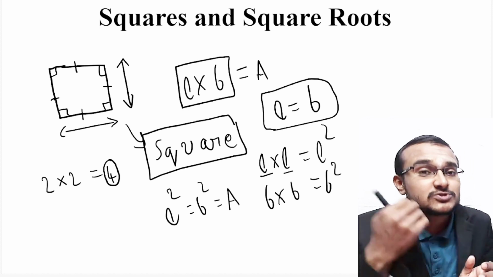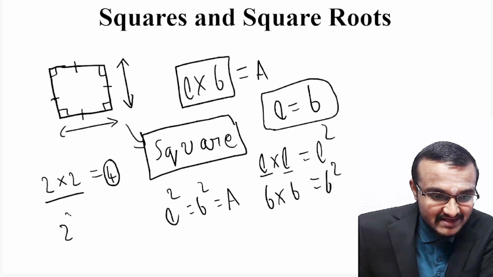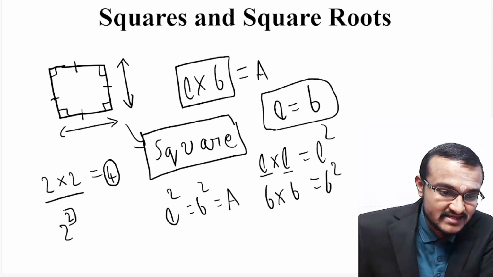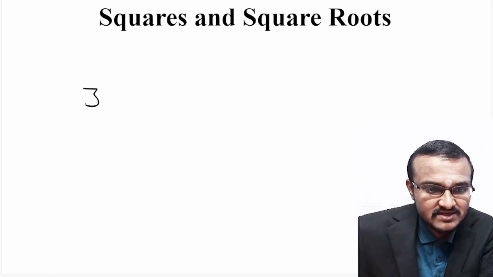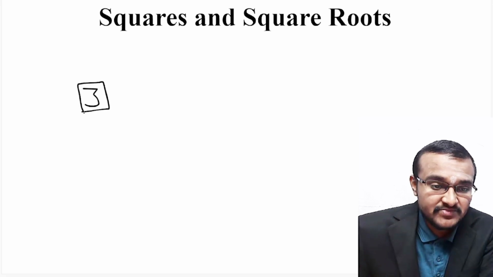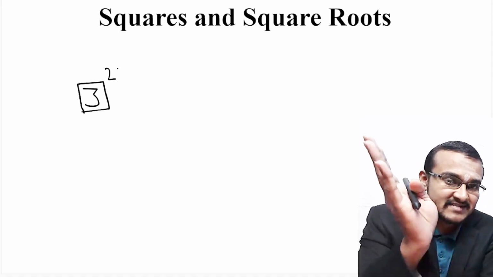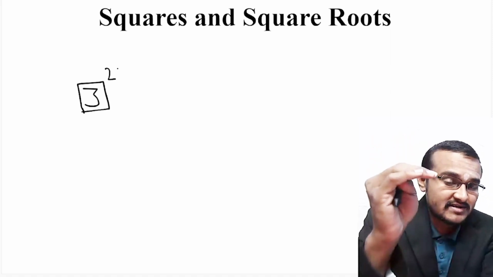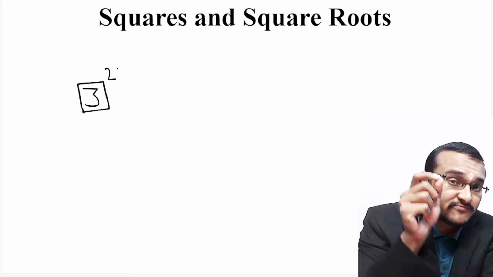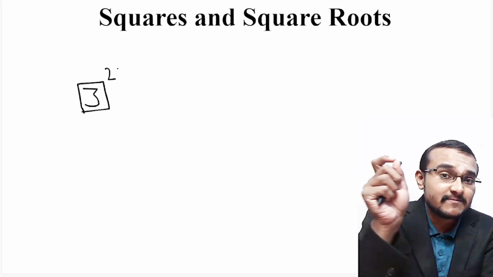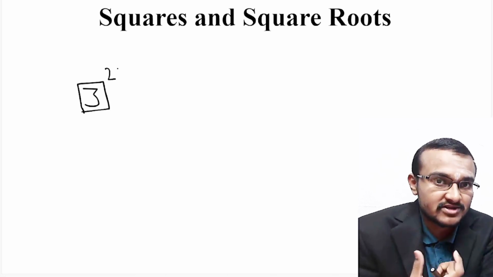For example, 2 square will be 4. That means 2 into 2 can be written like this, 2 square. This is the power position of a number. If you write any number like this, it will act as a base. If you write a number on the top right hand corner of that number, it will indicate the power of that number. Power is the strength of that number.